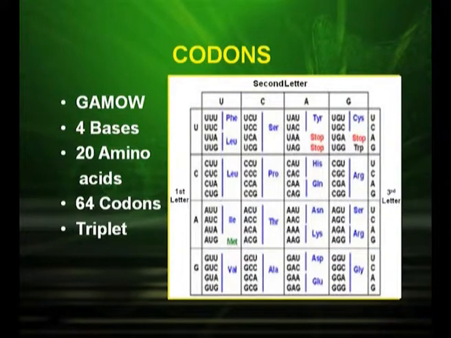So, by permutation and combination, we found there are 64 codons, and each codon is a triplet. That means it is signified by 3 bases. For example, let us see UUU. This codes for the amino acid phenylalanine. So, we always find the codon is a triplet.